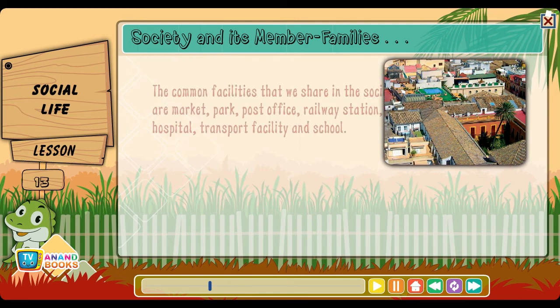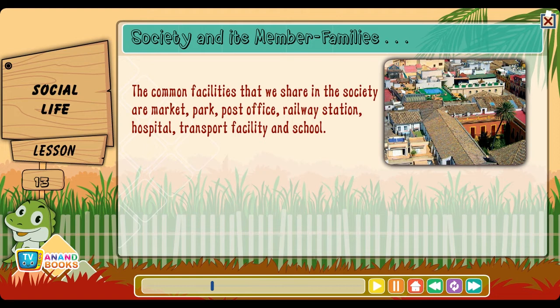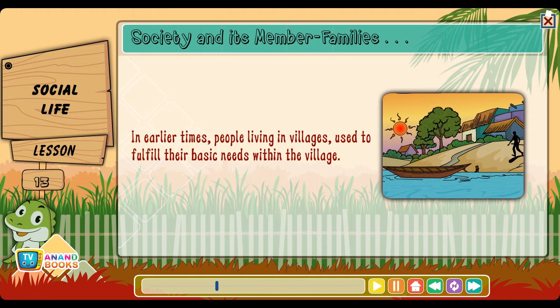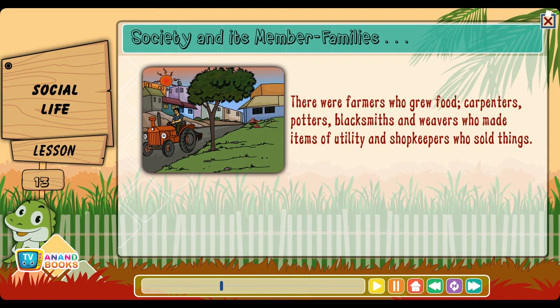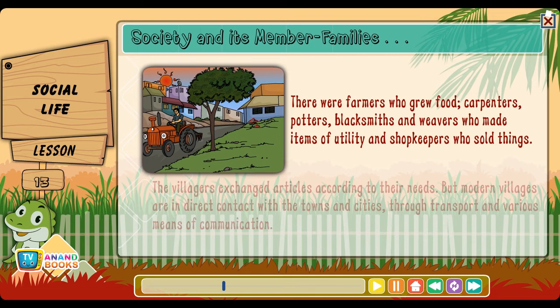The common facilities that we share in the society are market, park, post office, railway station, hospital, transport facility and school. In earlier times, people living in villages used to fulfill their basic needs within the village. There were farmers who grew food, carpenters, potters, blacksmiths, and weavers who made items of utility, and shopkeepers who sold things. The villagers exchanged articles according to their needs.